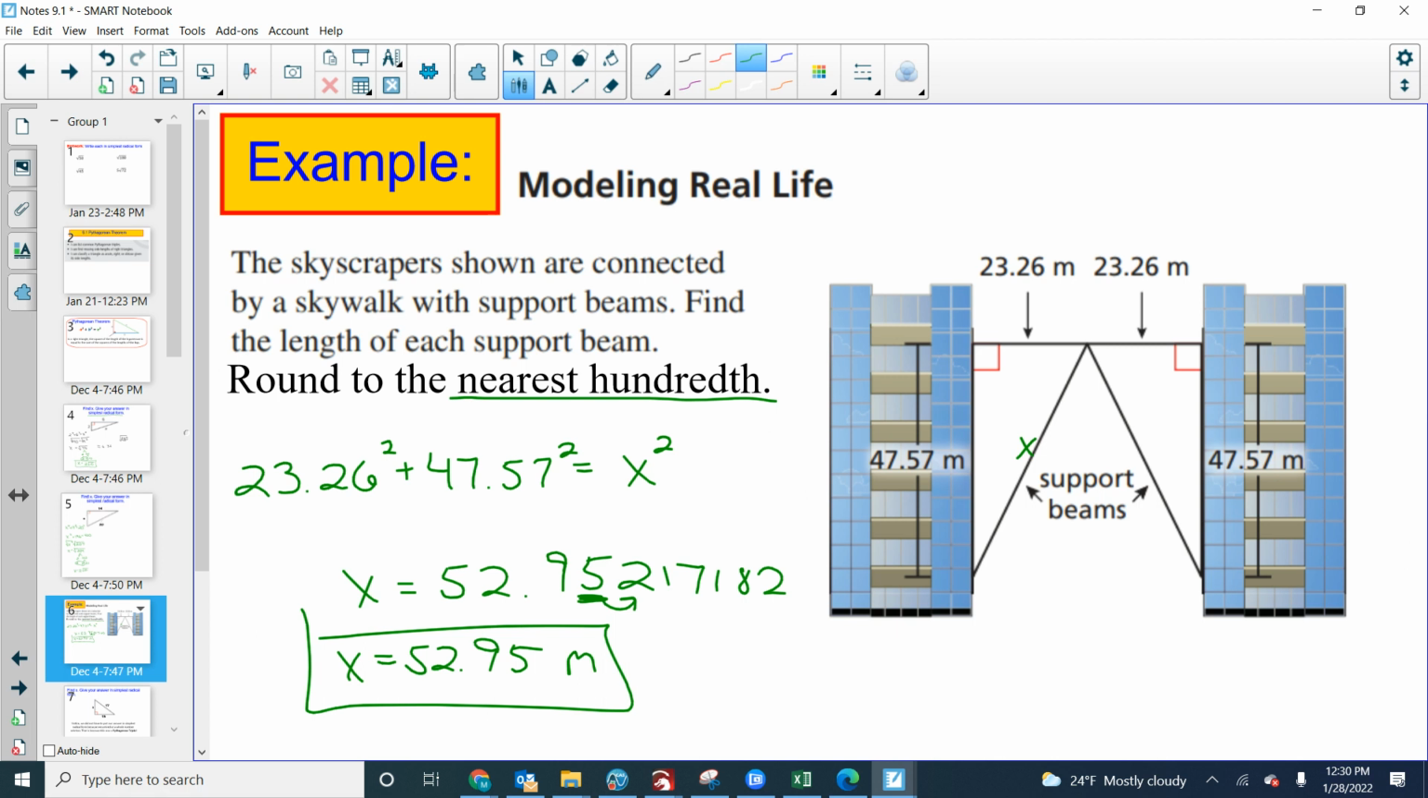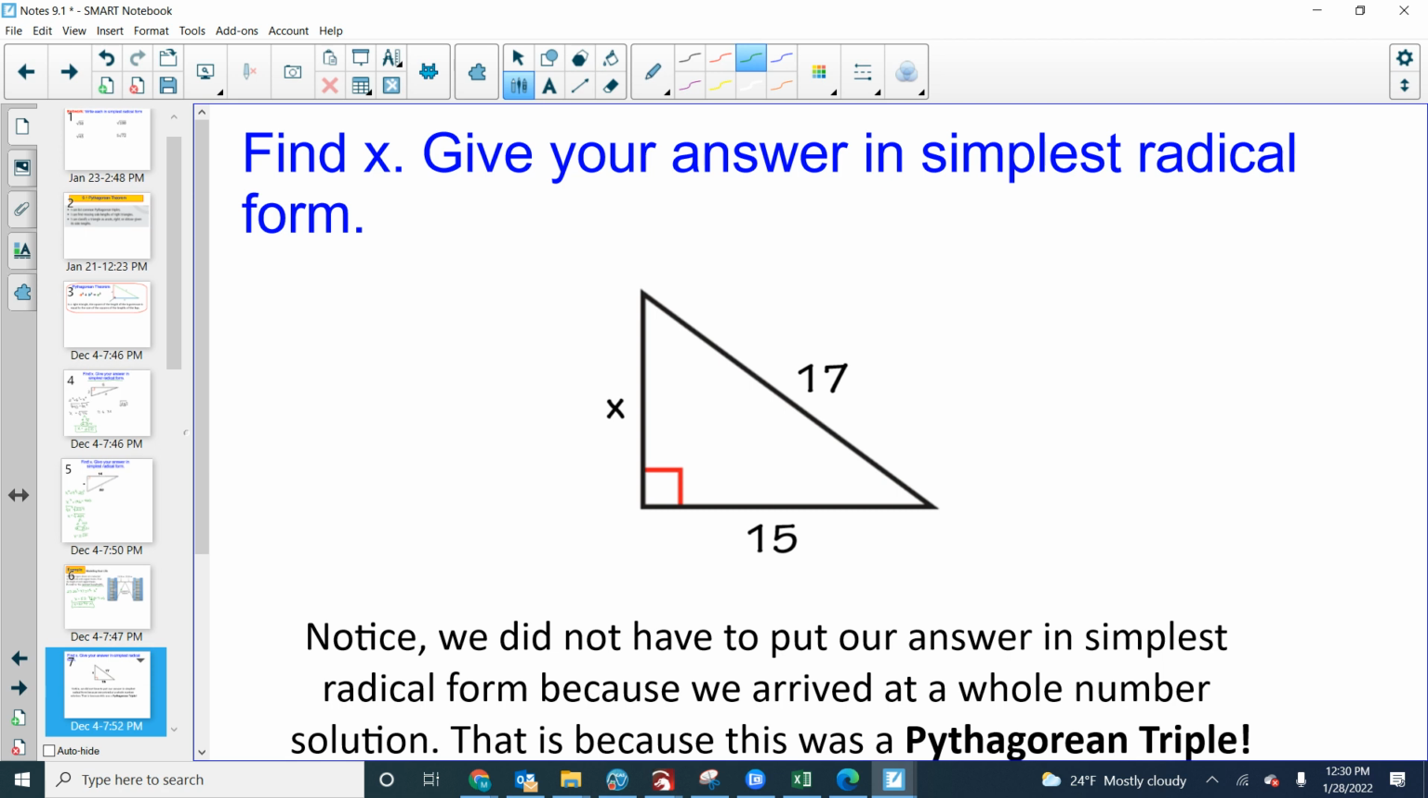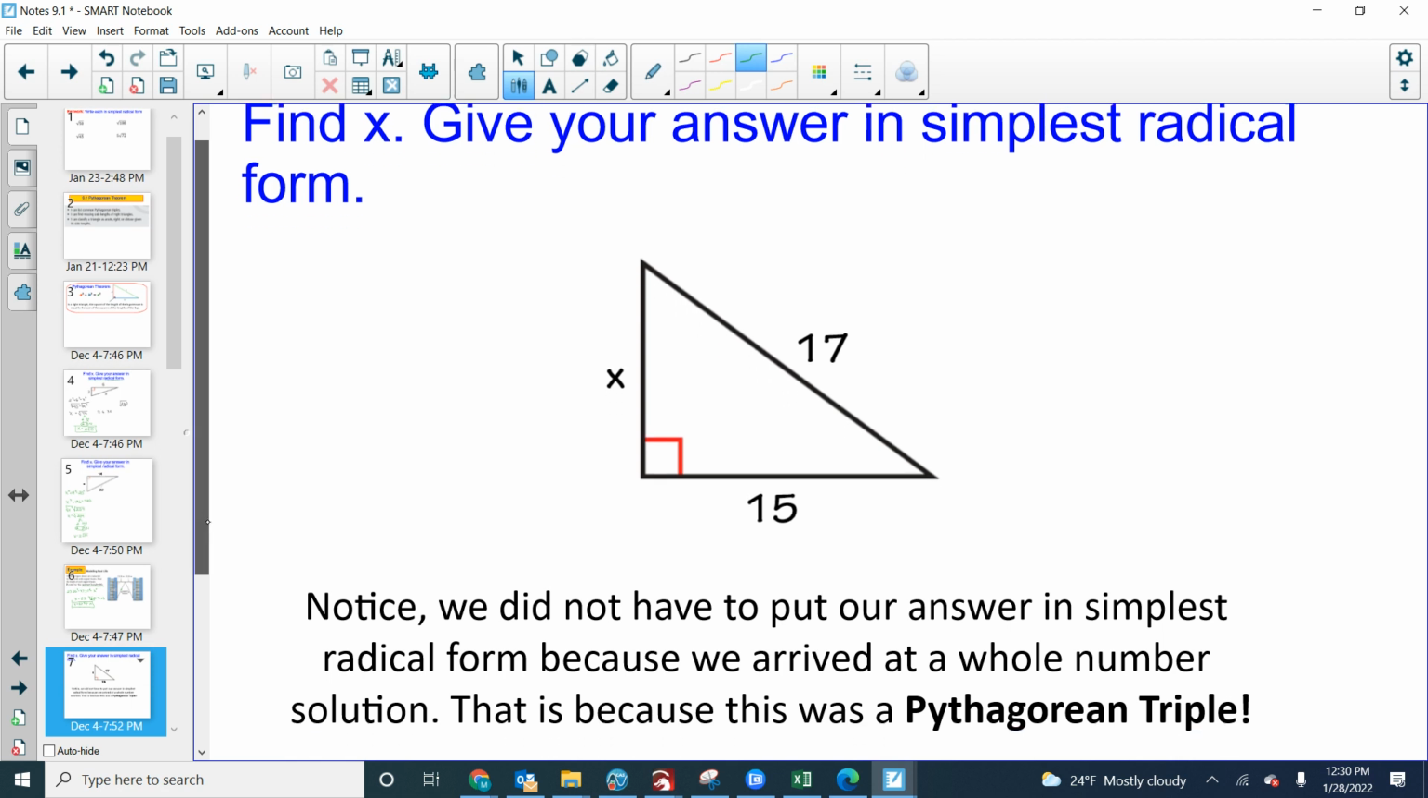Did you use the little trick in the calculator? Yeah. Isn't it life-changing? Absolutely. I'll show you here in just a minute. Next, I got one for you to try.